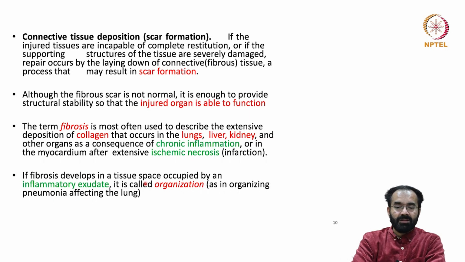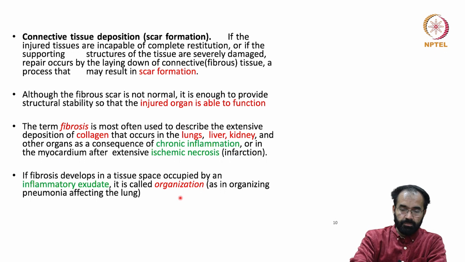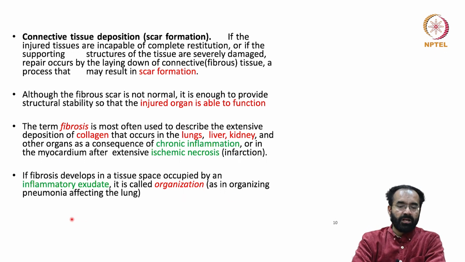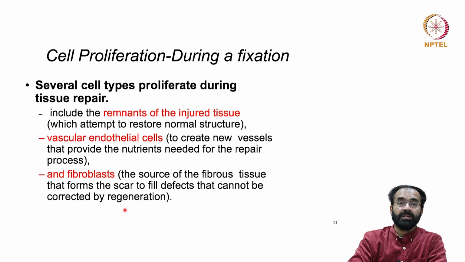If fibrosis develops in a tissue space occupied by an inflammatory exudate, this is called organization. Organization means not any particular organ that is being formed. It basically creates a stable structure on that organ which is derived from the fibrotic tissue or the scar forming tissue, especially organizing pneumonia that affects the lungs.